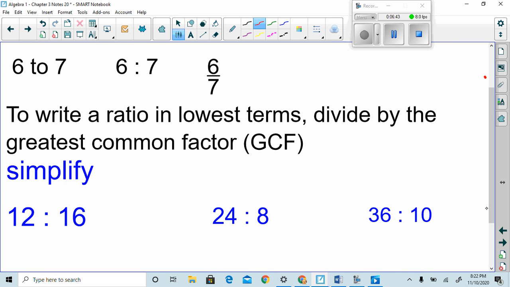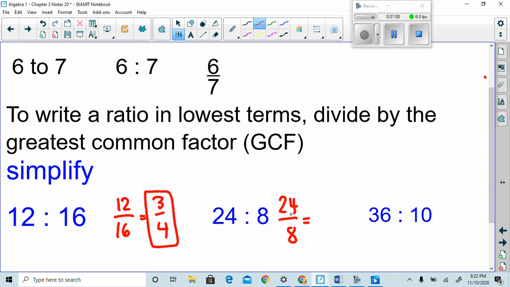I could take these ratios, and again, it can be written in one of 3 ways, but what if I take it and write it now in this form? It reminds me of how I simplify fractions. Divide by the GCF, which is 4. This is a 3:4 ratio. We always write our ratios in lowest terms. Don't change the order. This is a 24:8 ratio. When I simplify, divide by the GCF, it's a 3:1 ratio.